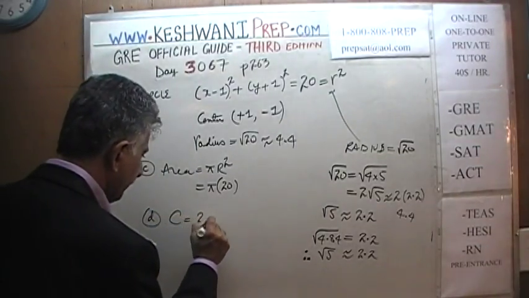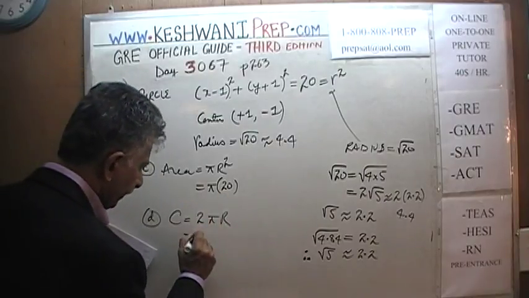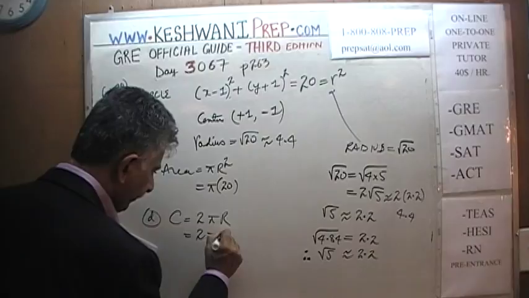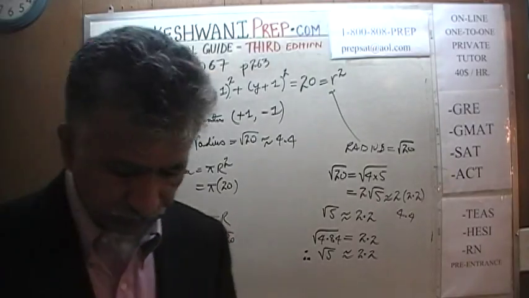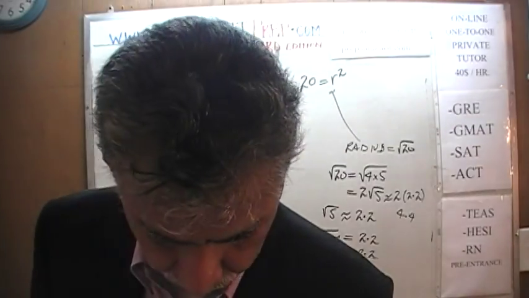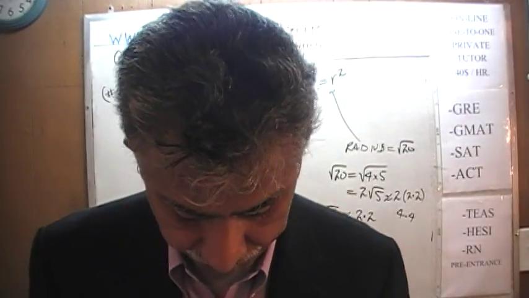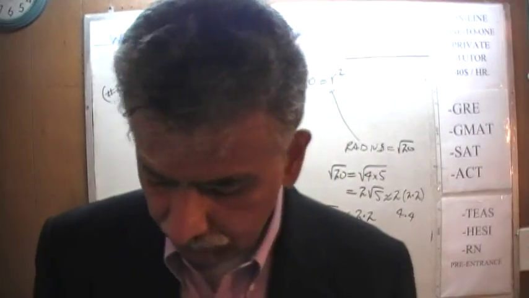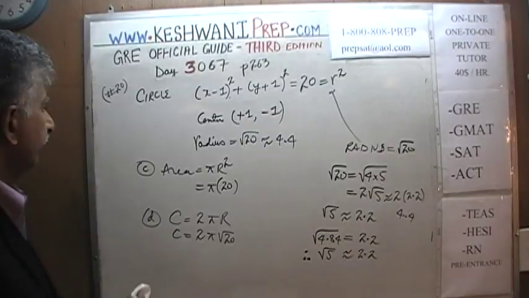Circumference is simply 2 pi r, and here again you have to pay attention that the r is square root of 20. So it's 2 times pi times square root of 20. That's the circumference, and that's all there is. That was number 20, very straightforward, very simple. Where we're going to spend our time is number 21, because that's where we have to do some talking. Let's take a look at number 21.